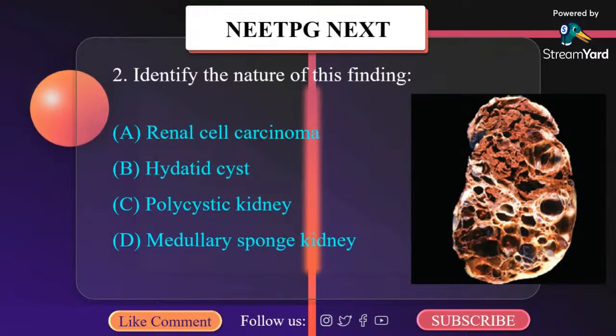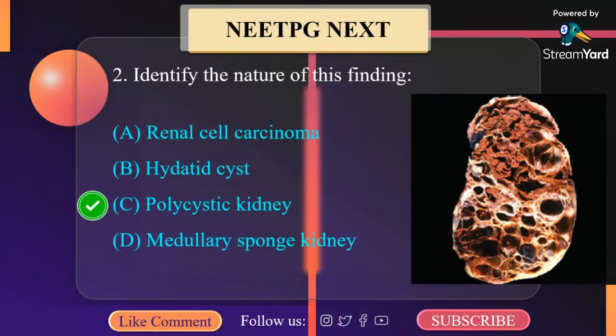Identify the nature of this finding. A. Renal cell carcinoma, B. Hydatid cyst, C. Polycystic kidney, D. Medullary sponge kidney. It is polycystic kidney.